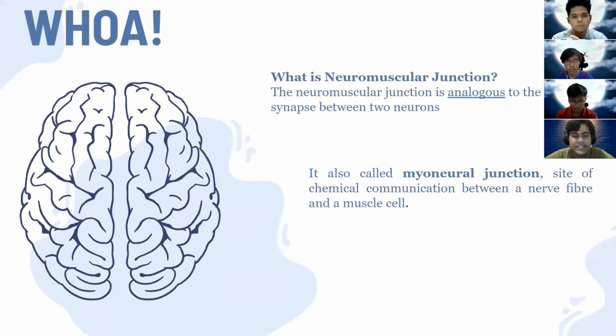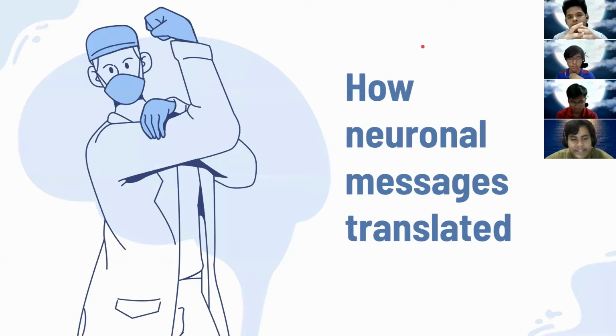For the introduction, what actually is the neuromuscular junction? It's analogous to the synapse between neurons. It's also called the motor junction, which serves as chemical communication between a nerve fiber and a muscle cell. In simple terms, it tells how our brain tells our muscle to contract, or the junction where the motor neuron talks to the muscle cell.